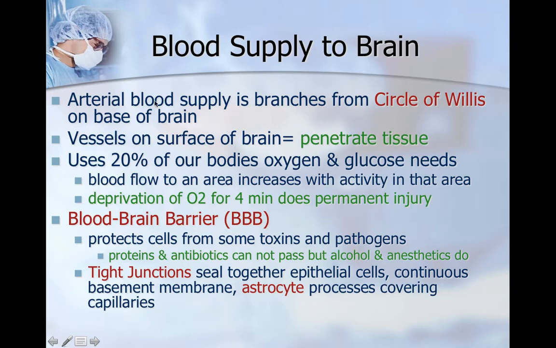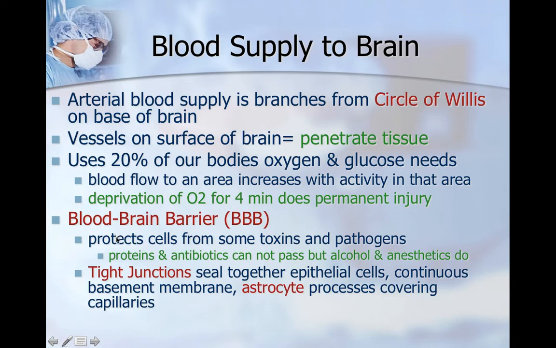Blood supply to the brain. Arterial blood supply, which would be arteries, includes branches from the circle of Willis on the base of your brain. Vessels on the surface of your brain will penetrate tissue, and your brain uses 20% of your body's oxygen and glucose, which gives us blood flow to an area that increases with activity in that area. Anytime your brain is deprived of oxygen for 4 minutes, it does permanent injury to the brain tissue.